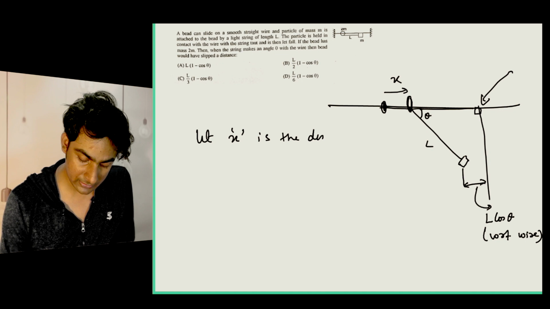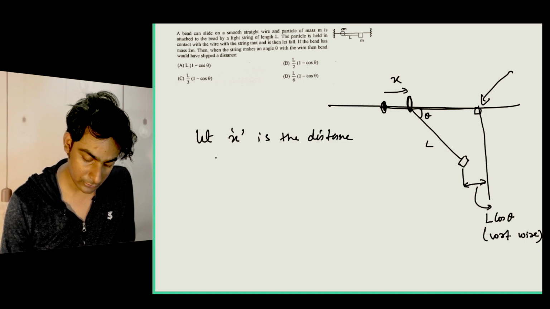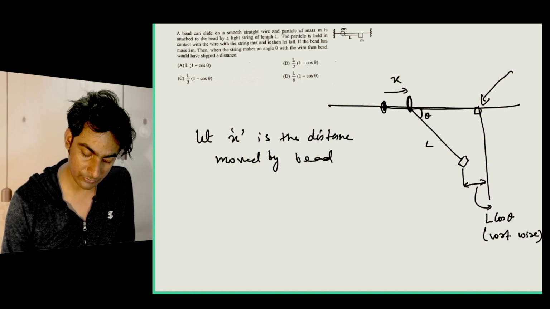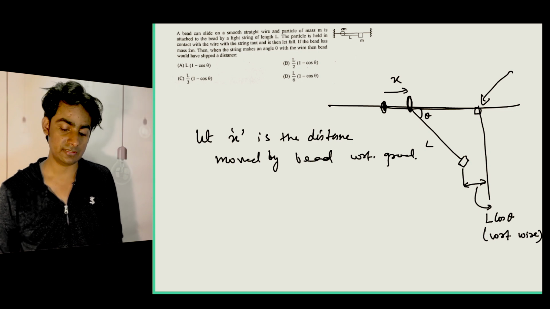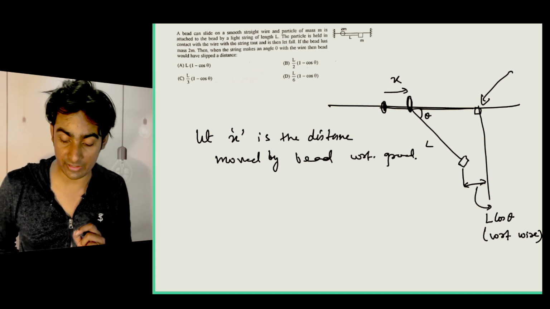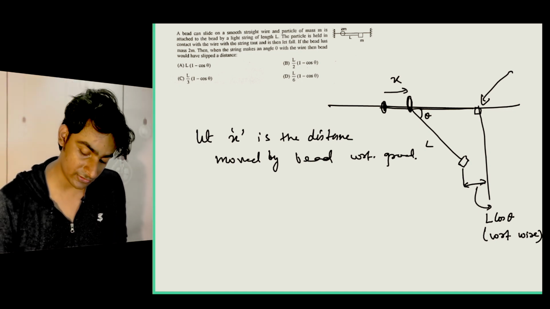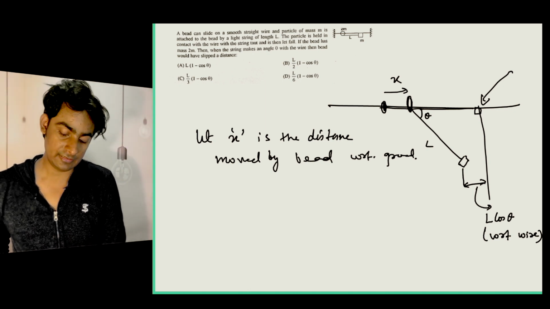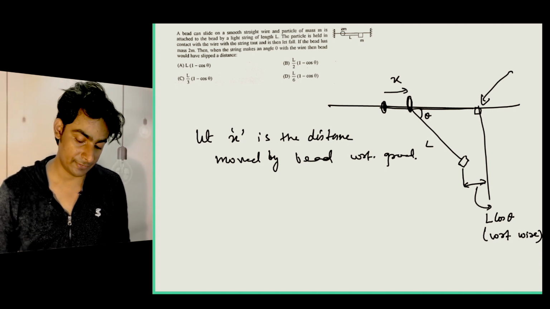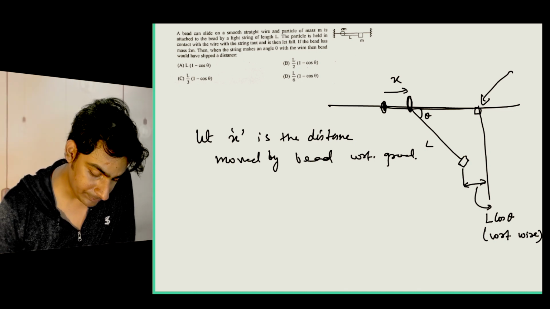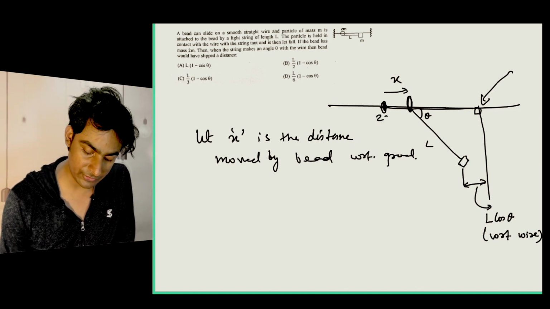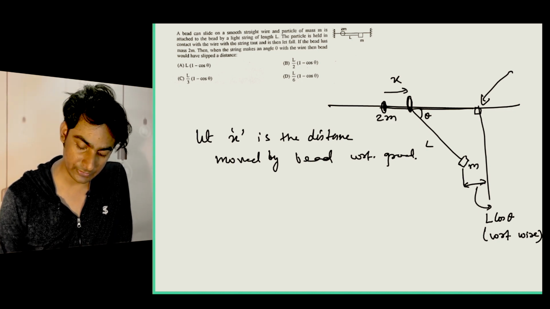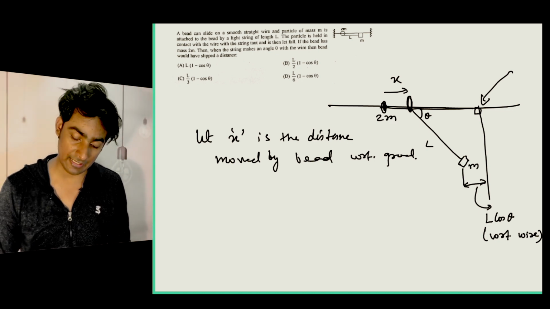We assume x is the distance moved by the bead with respect to the ground. So we have assumed the x distance with respect to the ground, and L cos theta is the movement of this small mass m. So this is having 2m and this is having m.